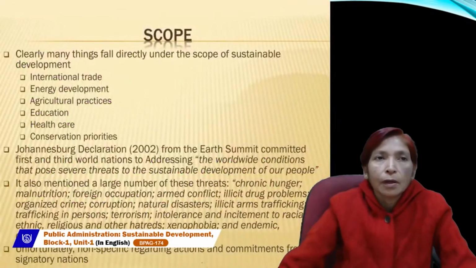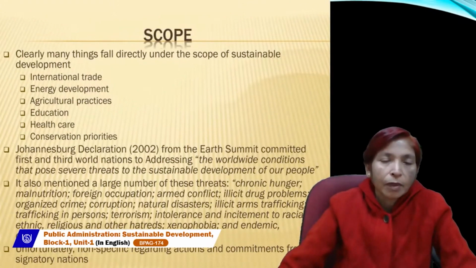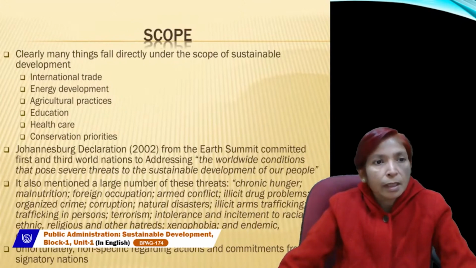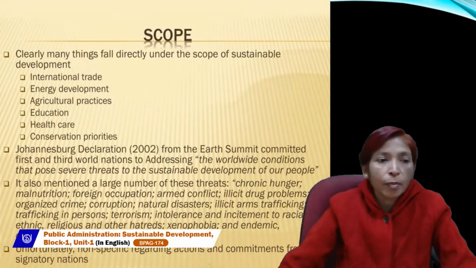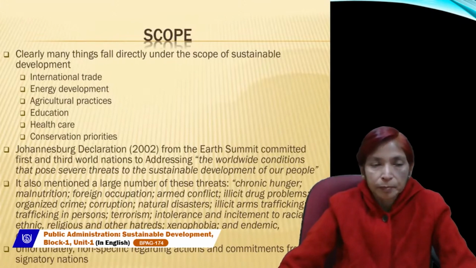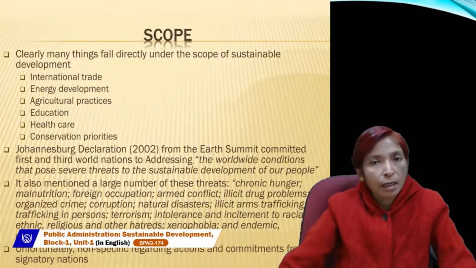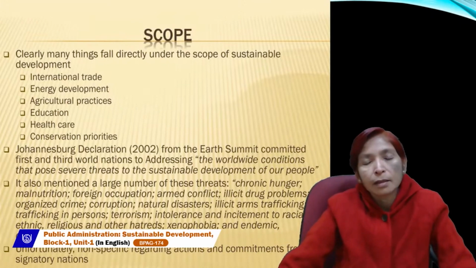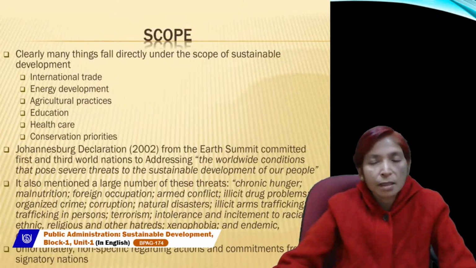Next is scope. What is the scope of this sustainable development? Why are we studying sustainable development? What is the scope of this concept? Clearly, many things fall directly under the scope of sustainable development. Sustainable development plays a very important role in all the sectors and all economic activities. In international trade, sustainable development is very important. Energy development, agricultural practices, education, healthcare, conservation priorities, all these things are related to sustainable development. So the scope of sustainable development is not narrow, it is very wide and broad.